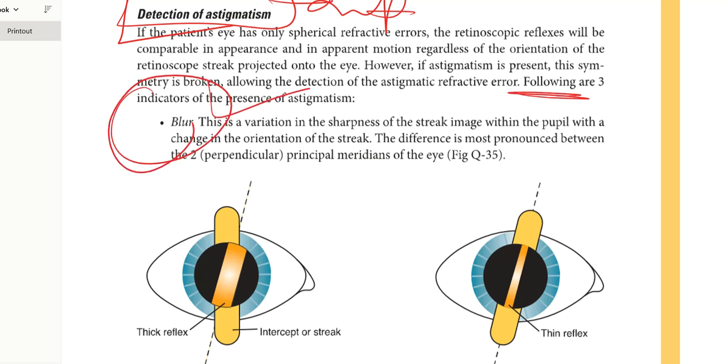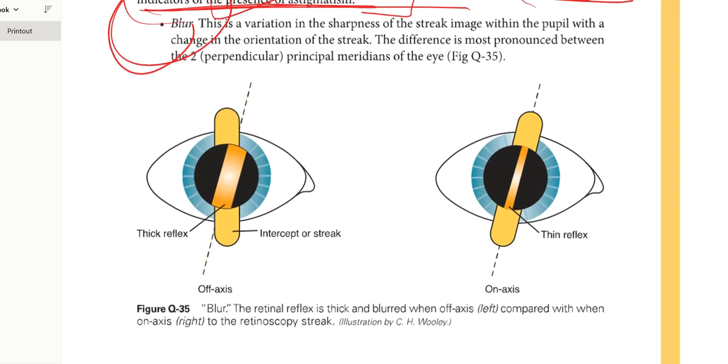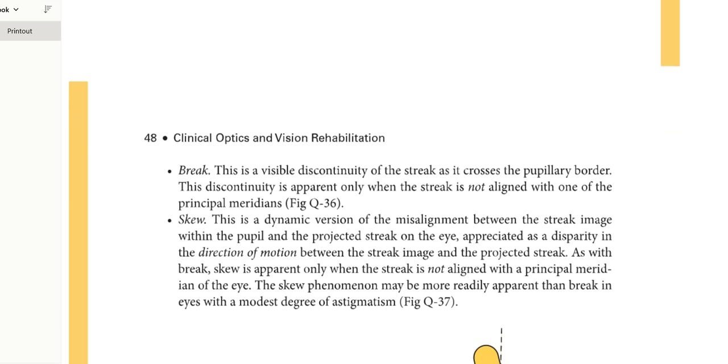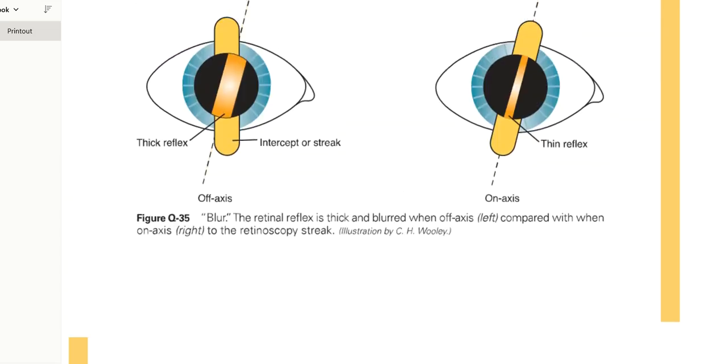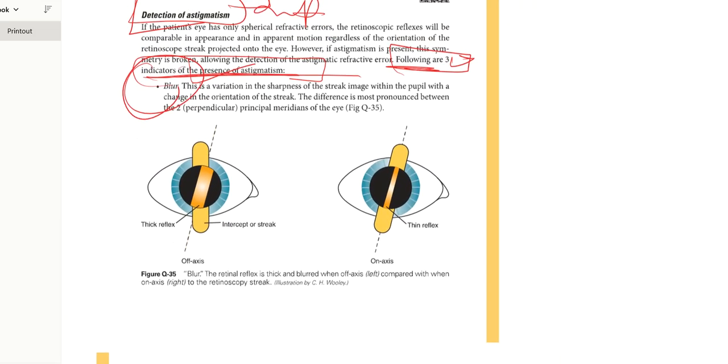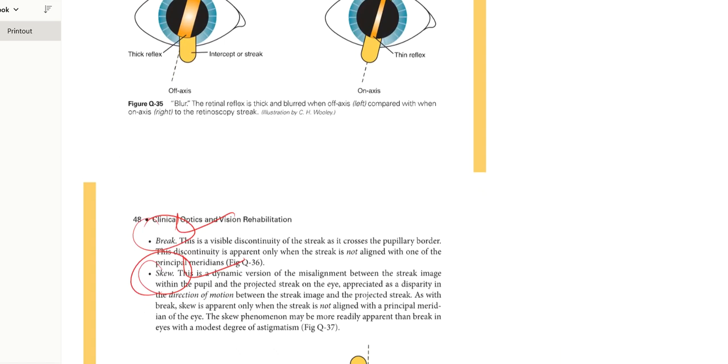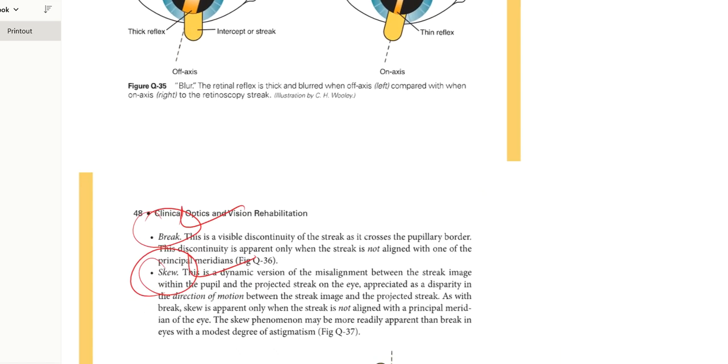Following are the three indicators of presence of astigmatism. What are the indicators of astigmatism? These three. Okay, blur, break, and skew. These are very important. Okay, please read them very carefully. Blur, break, and skew. These are very, very important.